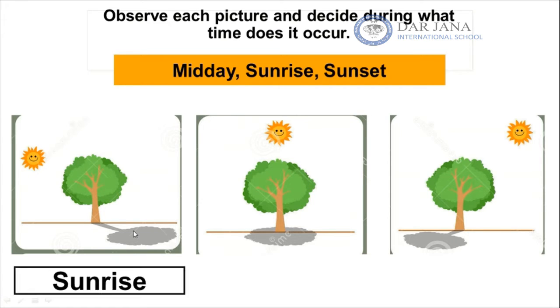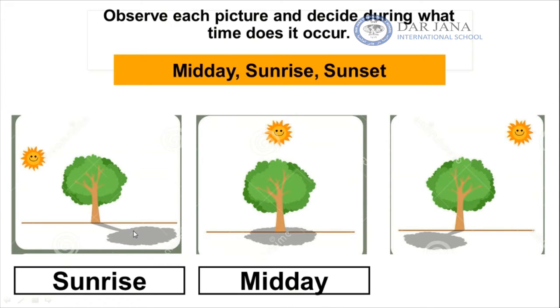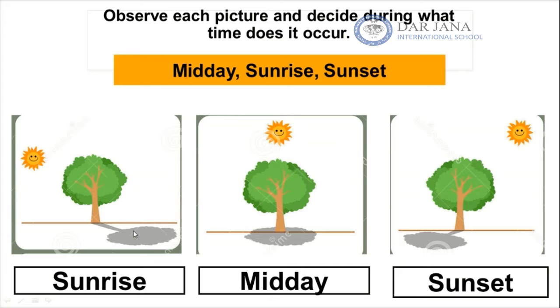So the first picture, when the sun is low and the shadows are long and it's in the east, it will be the sunrise and it's in the morning. Now the second picture, when the sun is high in the sky and the shadows are short, it will be the midday. And the last one, when the sun is setting from the west and the shadows are long, this we call the sunset. All of these are happening simply because the earth is rotating around itself and not the sun. The sun seems to move across the sky, but actually it's not moving.